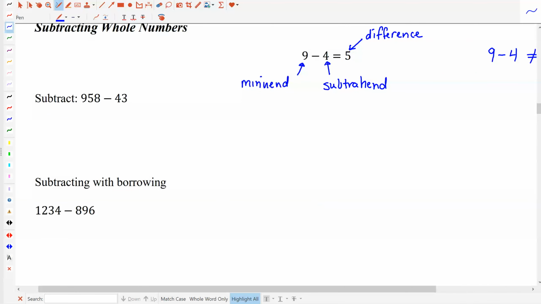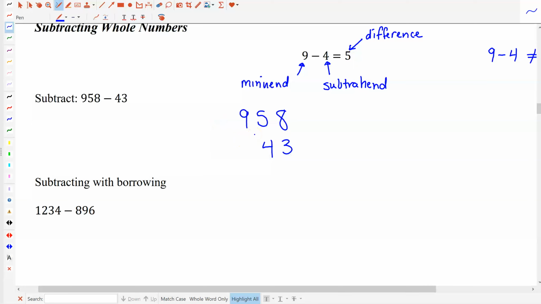So if I want to subtract two numbers, like 958 minus 43, this is where place value is going to help us. I'm going to stack the numbers right on top of each other. So 958, leaving a little bit of space, and then the 4 is in the tens column and the 3 is in the ones column.